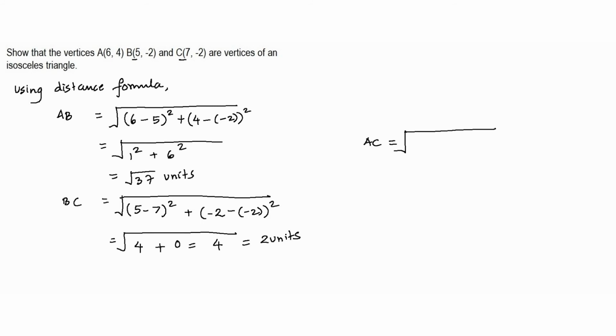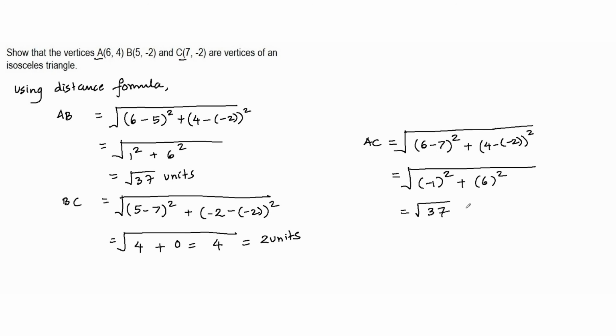And let us find the length of AC. For AC, we will now take up the coordinates of A and C. So this is going to be the square root of (6 minus 7) the whole square plus (4 minus minus 2) the whole square, and therefore this becomes the square root of (6 minus 7) the whole square, which is negative 1 squared, plus 6 squared, and that is again going to be 1 plus 36, which is root 37 units.